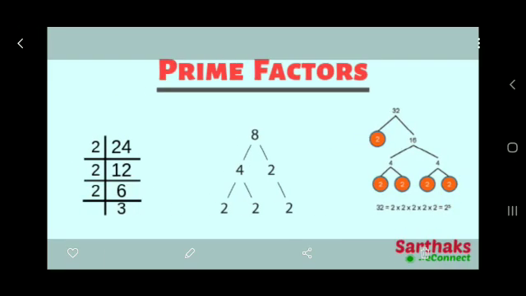Next, again the number 24. In 24, using prime factorization, in 24 how many 2's are there? 12. In 12, 6 2's are there. In 6, 3 2's are there. So 24 you can write as 2 into 2 into 2 into.